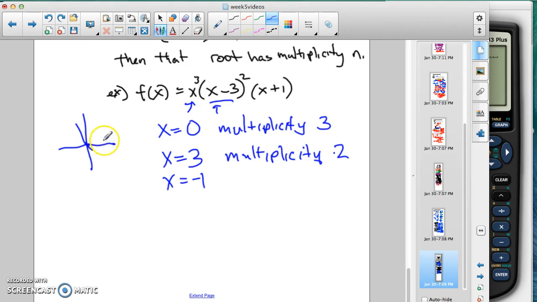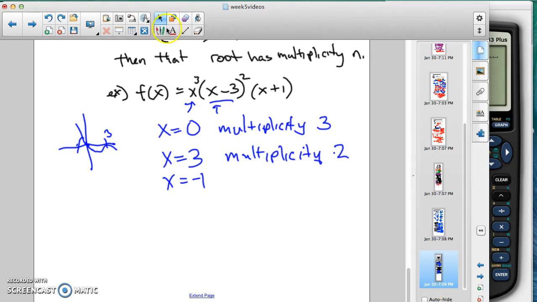But at 3 here, I don't know exactly what it does here, but it's going to just bounce off of the intercept because it has multiplicity 2. And then it crosses again at negative 1. Crossing at negative 1. So we have some things here that we're going to look at on this graph.